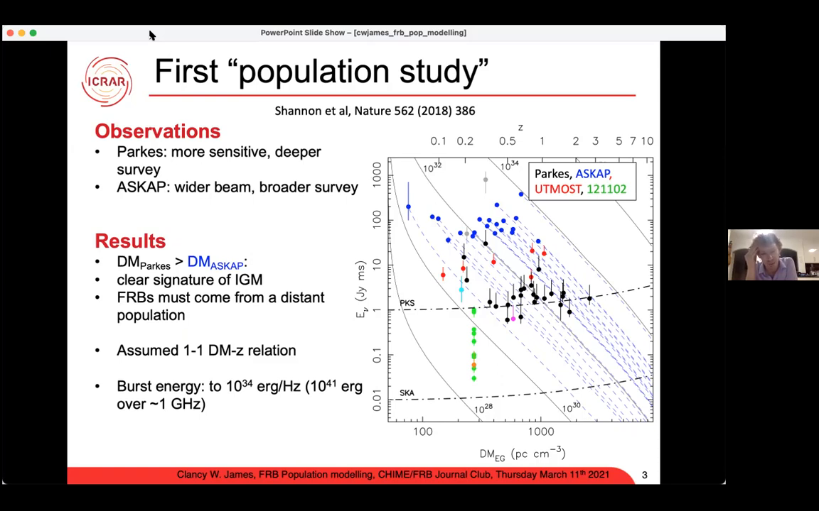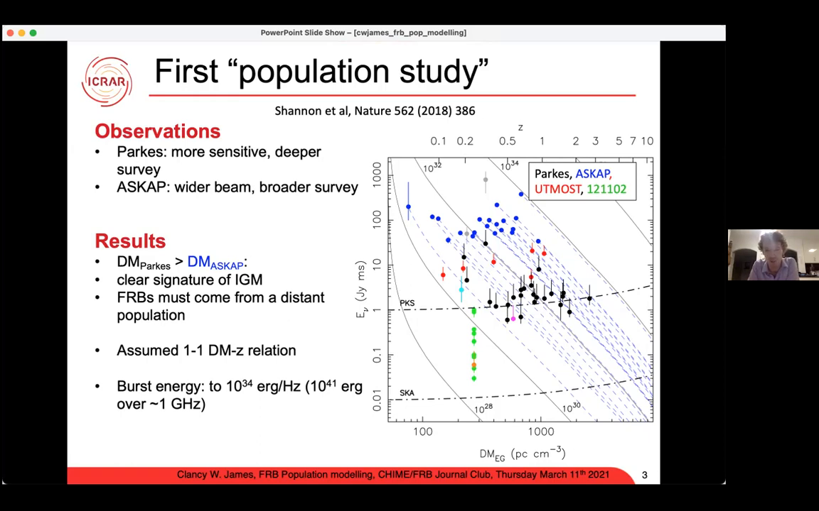It would have been this plot in Shannon et al., which in hindsight looks all very obvious and easy to understand. But at the time, we spent a long time discussing it. Essentially you've got the assumed extragalactic DM on the x-axis, which was simply the DM minus about 100 minus any contribution from the host. The y-axis is Jansky millisecond power. If you assume an approximate one-to-one DM-redshift model, then this gives you redshift up here. I will very much get back to this one later.